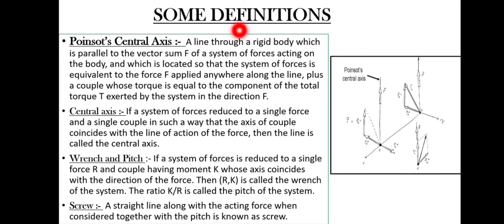Now we'll discuss some more definitions. A central axis is a line through a rigid body which is parallel to the vector sum F of the system of forces acting on the body, and which is located so that the system of forces is equivalent to force F applied anywhere along the line, plus a couple whose torque is equal to the component of the total torque T exerted by the system in the direction of F.